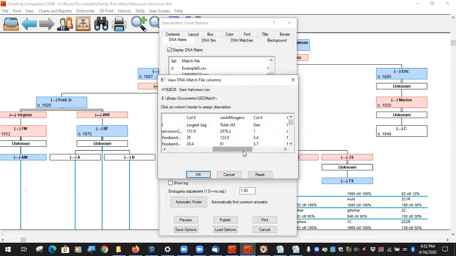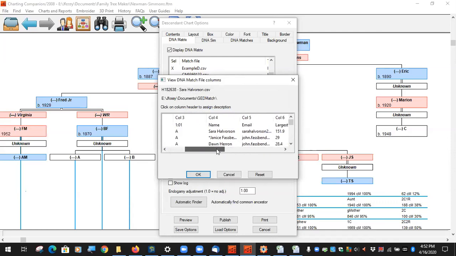And now Charting Companion will recognize it. And likewise, kit 1, so for the match file, okay, this is a second cousin of mine. This H12, this would be for her. Then this RG, well, that RG, that's the second kid of hers. See, here's like my mom.